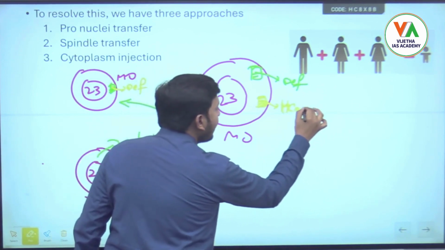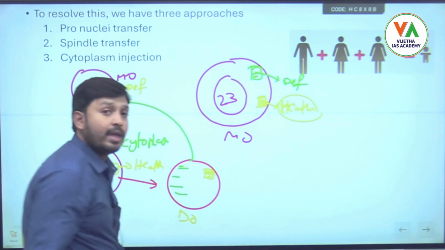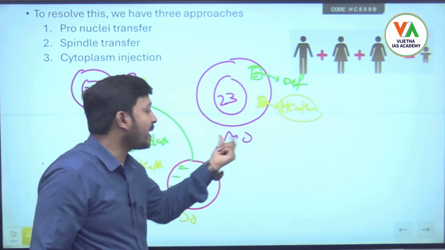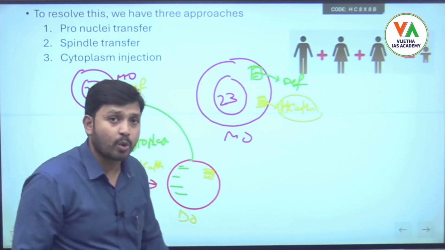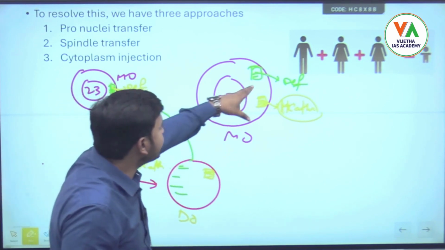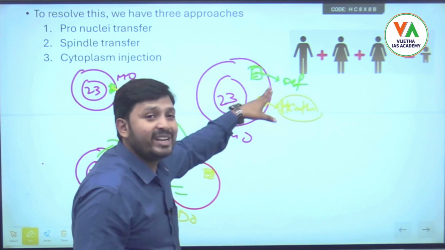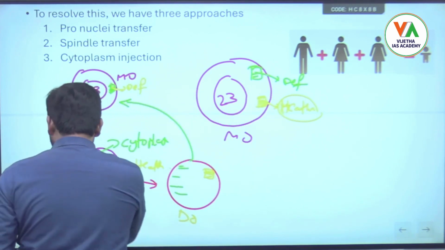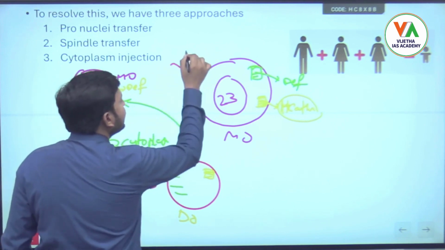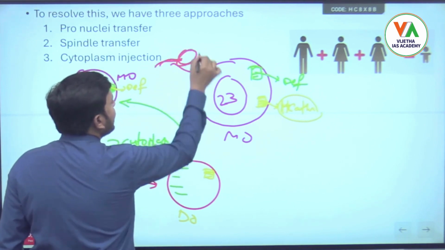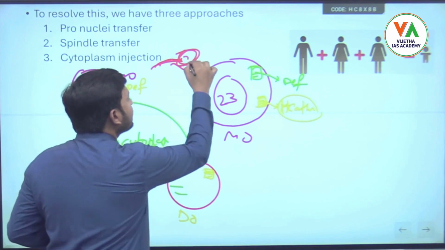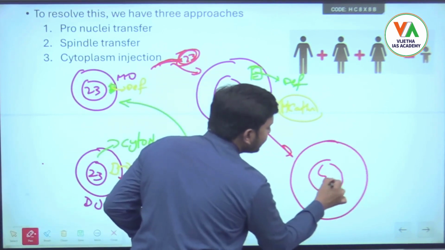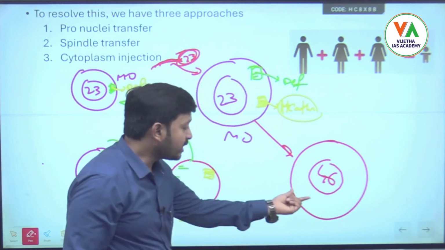This is the healthy mitochondria of the donor, which will also be transferred into this mother's ovum, right? So now in the mother's ovum, I am having both defective mitochondria and healthy mitochondria also. This structure now will be fused with the sperm. Because of this, it will form a zygote having 46 chromosomes. Okay, 46 chromosomes will be there.